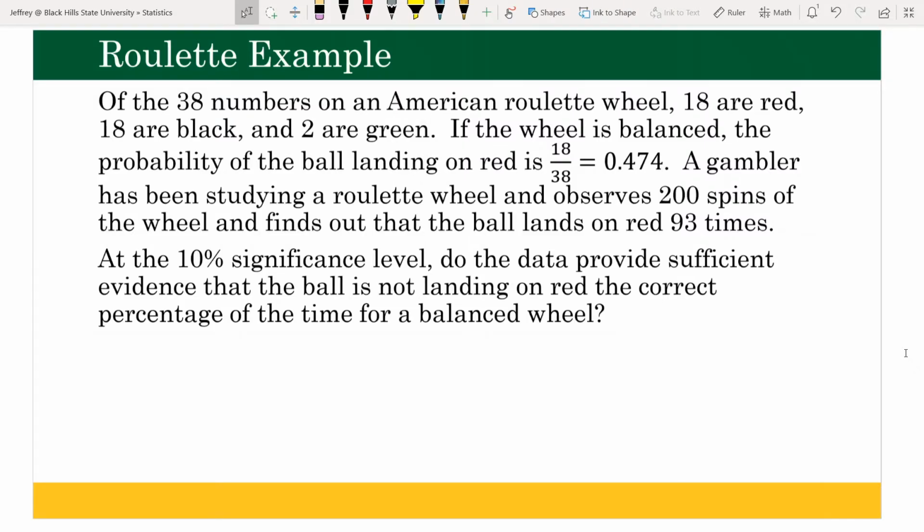In this example, we're looking at the probability of the ball landing on red. Now, if it's based off of chance and assuming that this is a fair wheel, the probability should be 47.4%. A gambler has been studying a roulette wheel and observed that out of 200 spins, about 93 of those had the ball land on red. At the 10% significance level, do the data provide sufficient evidence that the ball is not landing on red the correct percentage of the times for a balanced wheel?